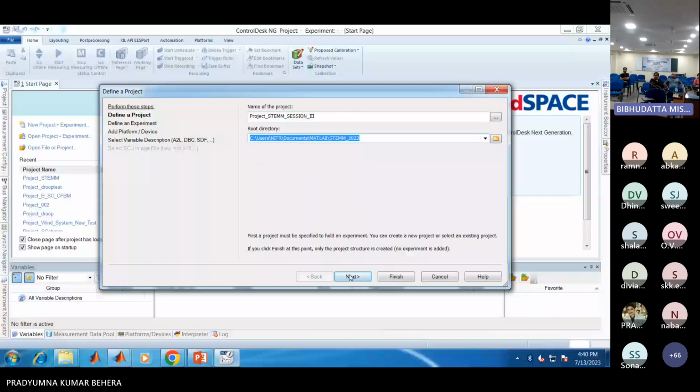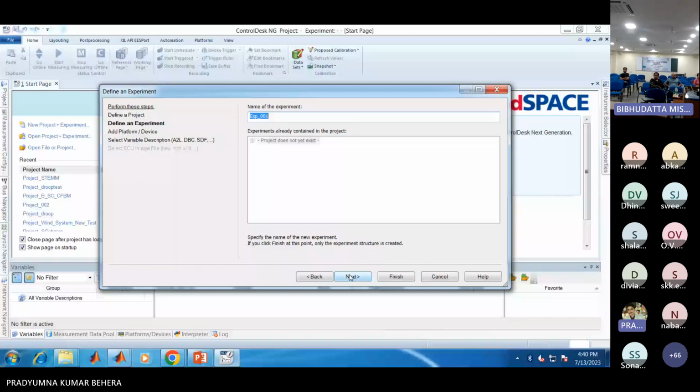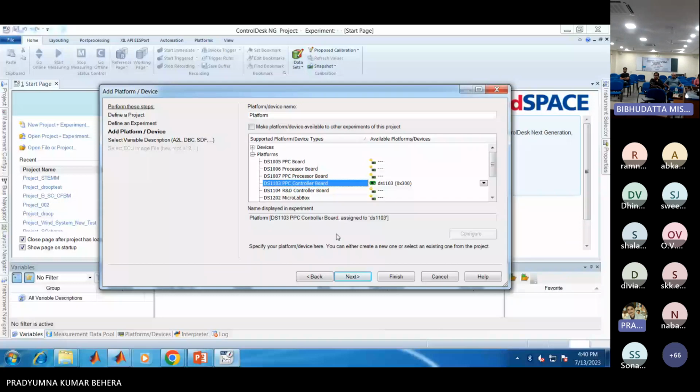I have already created the root directory. Next, I have to name the experiment. Next, I have to select the platform. So basically, we have a lot of platforms over here. In my setup, the DS1103 PPC controller board is interfaced, and that's why I have selected this one. And then I have to press next.